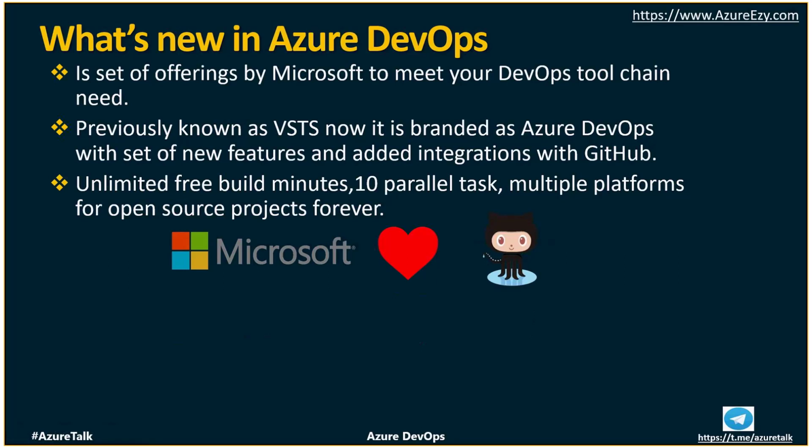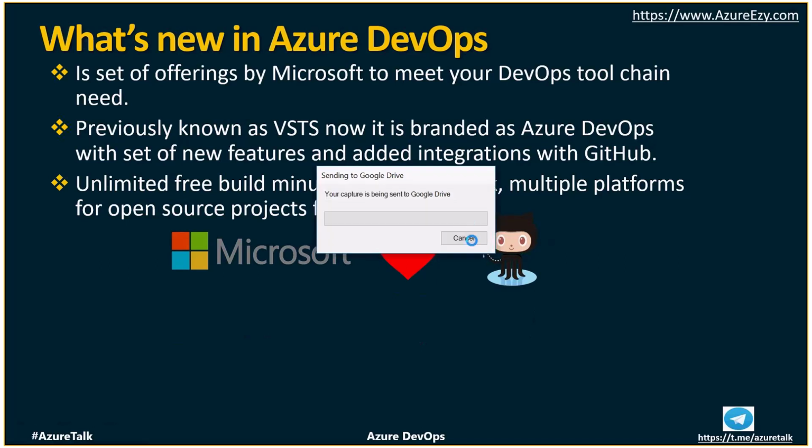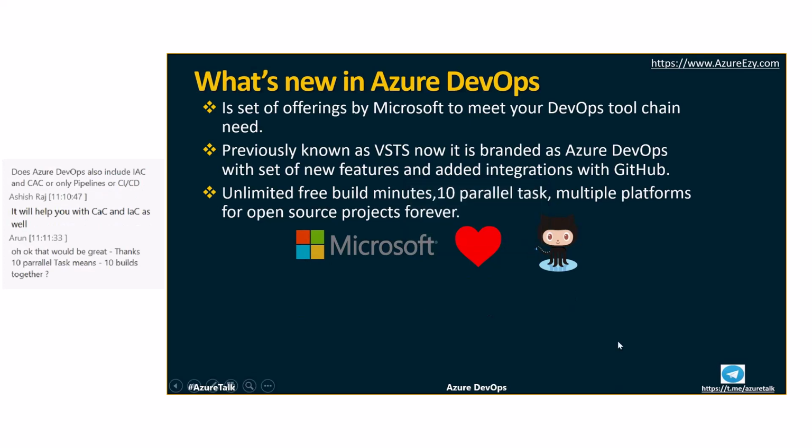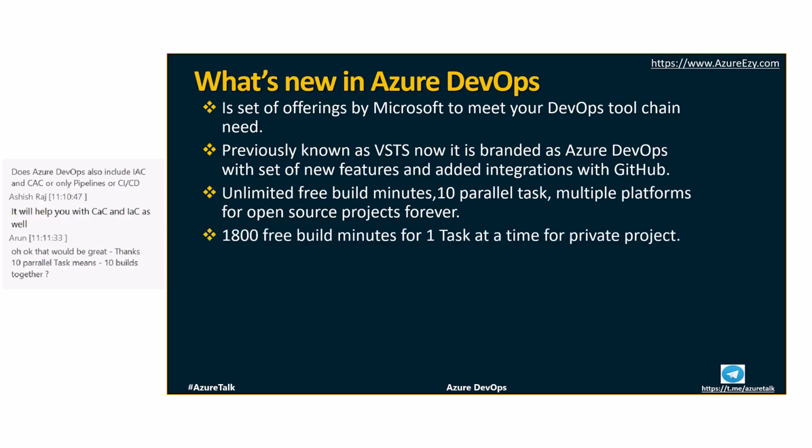Above that, you will have to buy, but 10 parallel tasks itself is a very big thing that Microsoft has given to the open source community. And then multiple platforms for open source projects forever. It is not like, because it is coming from Microsoft, that you can only target the Microsoft ecosystem, like Azure as a cloud or .NET as an application programming language. They are supporting all the major platforms, many of them, like .NET, Node.js, Java, you name it, you have it.